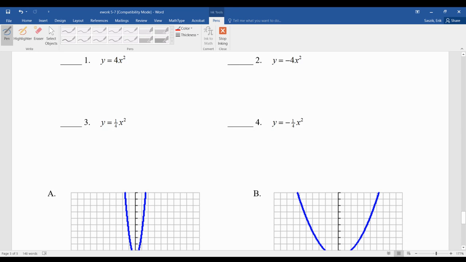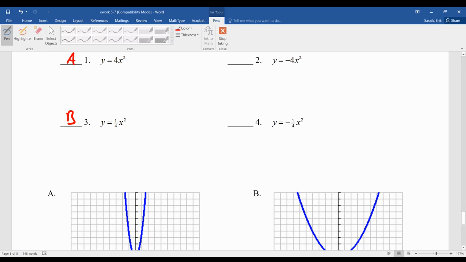Remember, the further A is away from 0, the steeper the graph gets. So let's look at the two that open up. This one is a lot farther away from 0 than 1/4. So the 1/4 is going to be the wider one, and this is going to be the narrower one. So the ones that open up are A and B. This one would be A, and this one would be B.